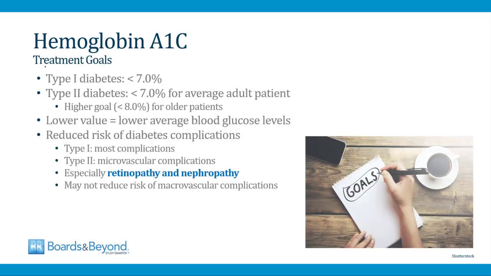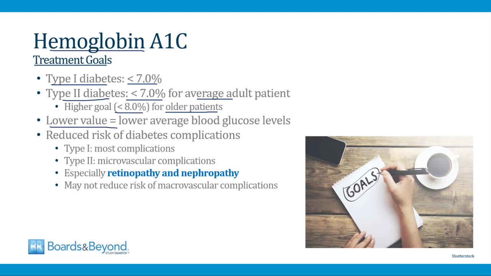When you treat patients with diabetes, the treatment goals are based on the hemoglobin A1C value. In patients who have type 1 diabetes, the goal hemoglobin A1C value is usually less than 7%. For type 2 diabetes, the goal is also usually less than 7% for the average adult patient. However, higher goals like less than 8% are sometimes used in older patients, and I talk more about why this is the case in other videos.